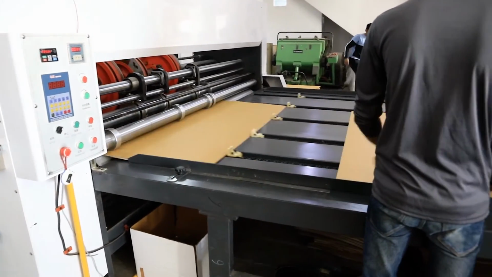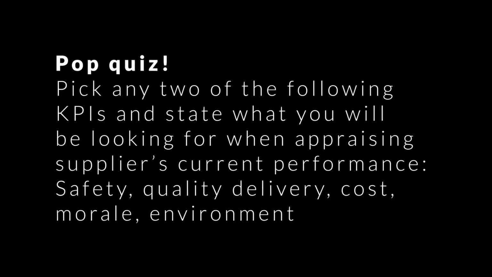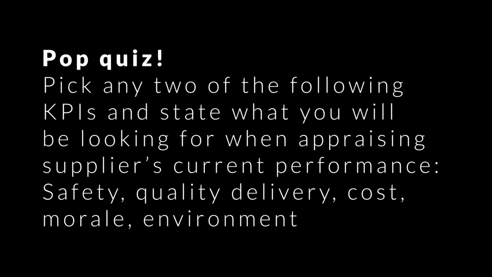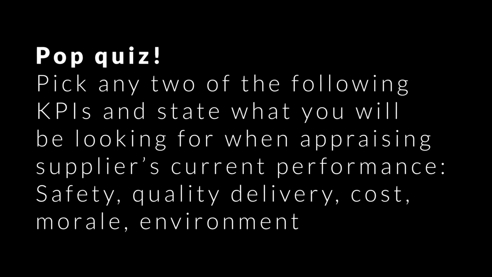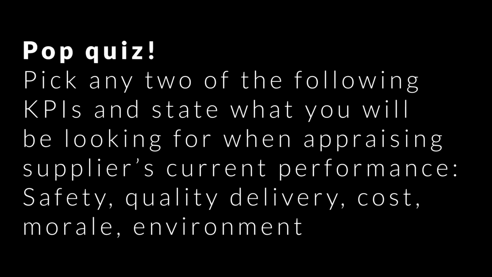Some of those KPIs could include things like safety, quality, delivery, cost, morale, as well as environment. As part of learning by doing, here's a question for you. Pick any two of the following KPIs and state what you'll be looking for when appraising suppliers' current performance. So in this case, safety, quality, delivery, cost, morale, and environment. If you are appraising any of those two in terms of performance, exactly what are you going to be looking at? Think about that and let's move on to the next stage.